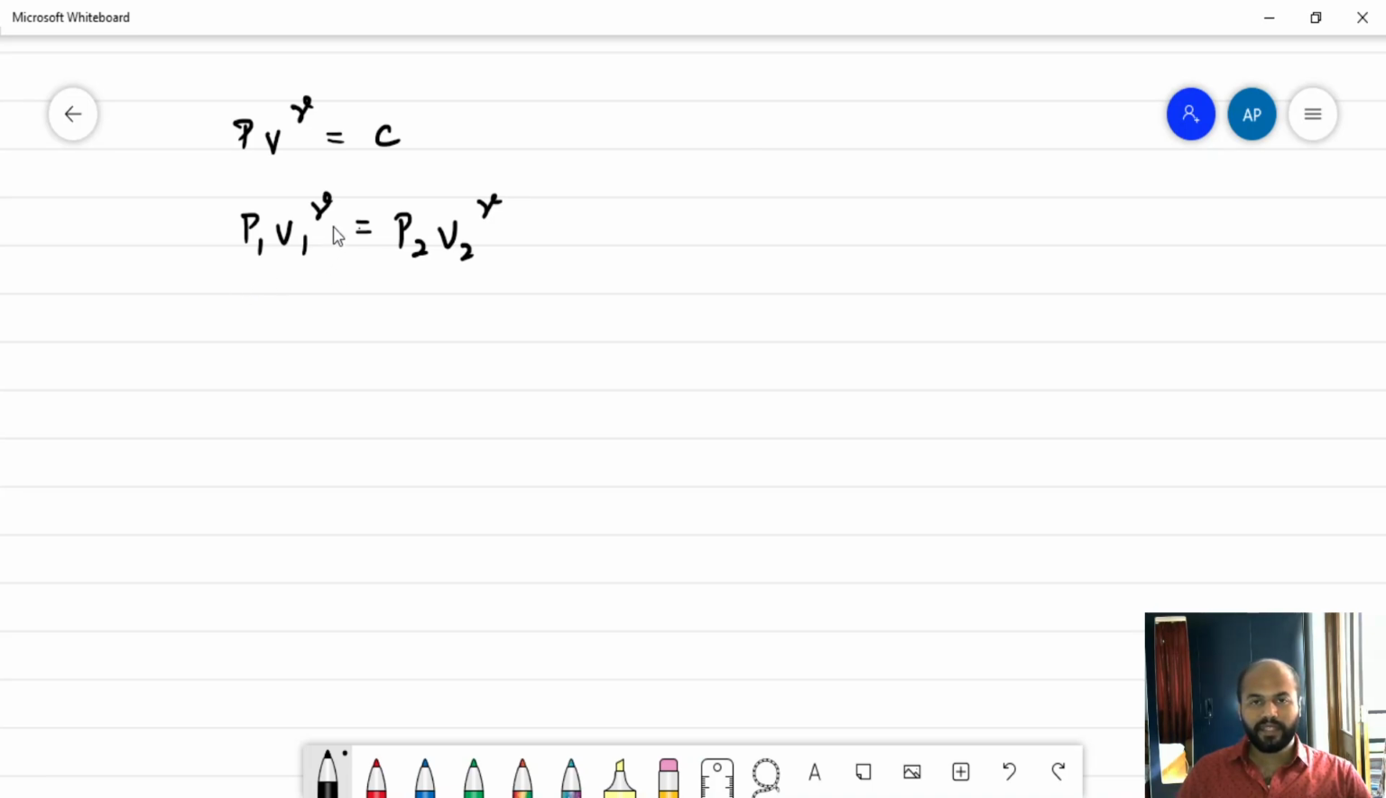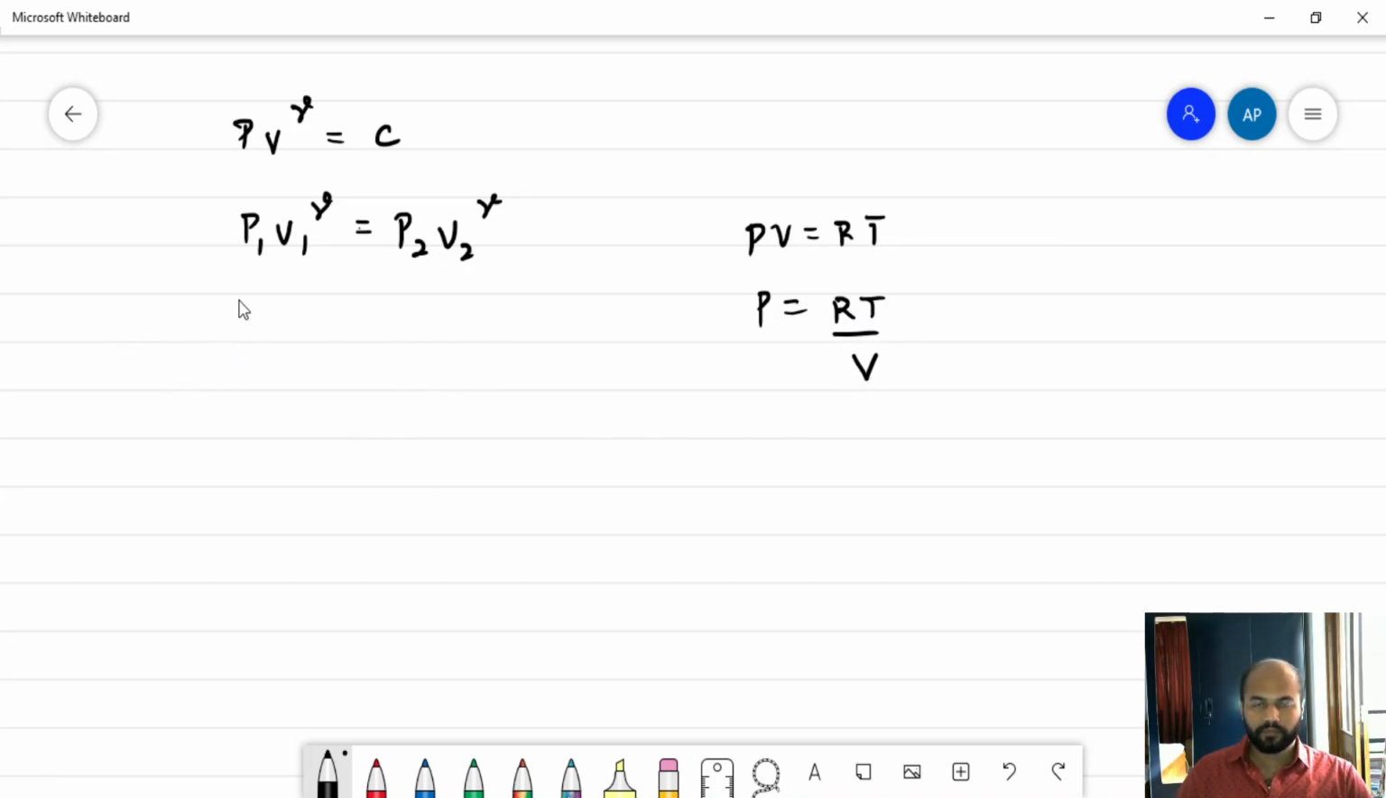Now, PV raised to gamma equals constant is one relation, and we can define it with respect to temperature and volume as well. So the first thing we do is, we know that PV equals RT. So instead of P, we will write RT by V, and let's see what we get.